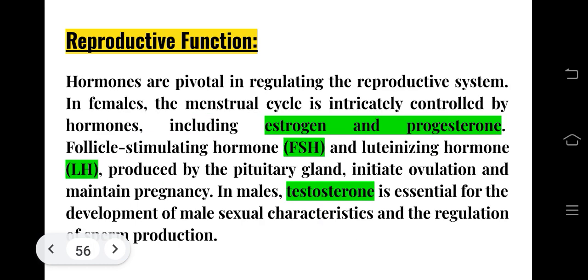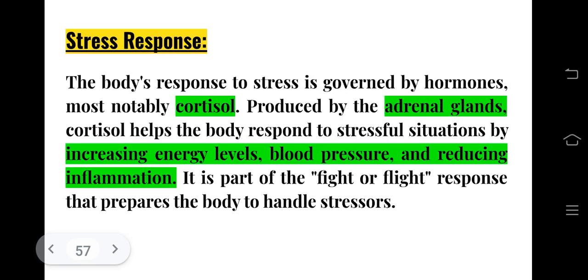Then reproductive function. Hormones are pivotal in regulating the reproductive system. In females, the menstrual cycle is intricately controlled by hormones including estrogen and progesterone, and follicle stimulating hormone and luteinizing hormone produced by the pituitary gland initiate ovulation and maintain pregnancy. In males, testosterone is essential for the development of male sexual characteristics and the regulation of sperm production.